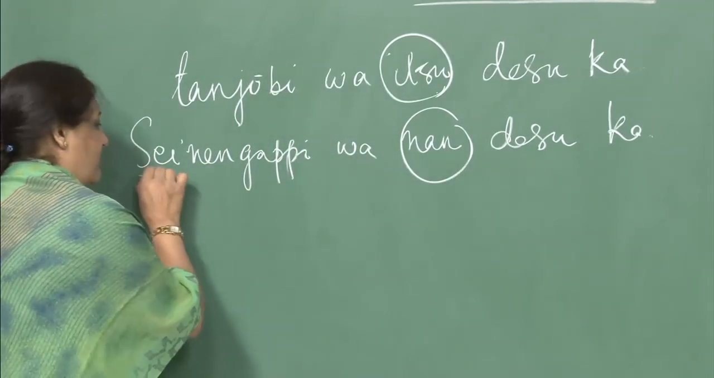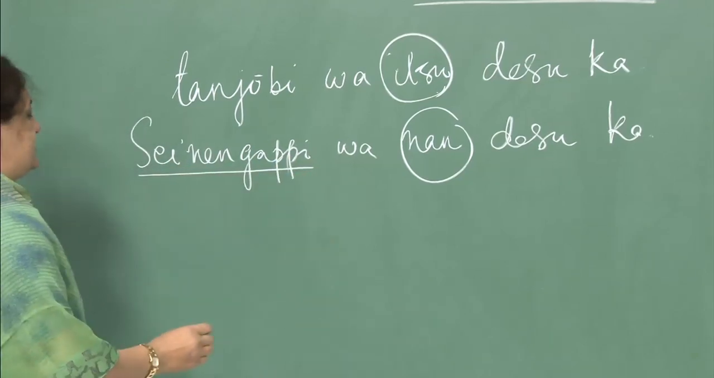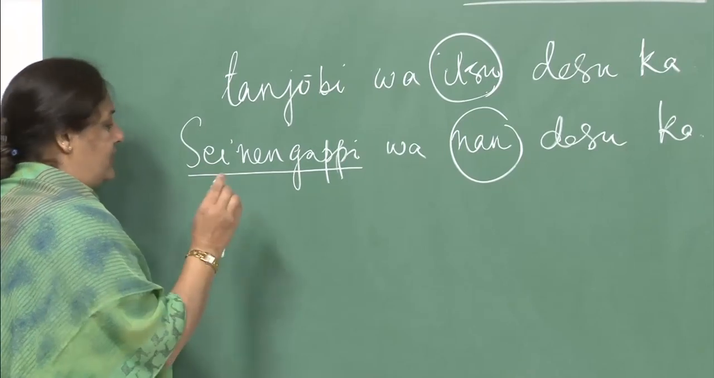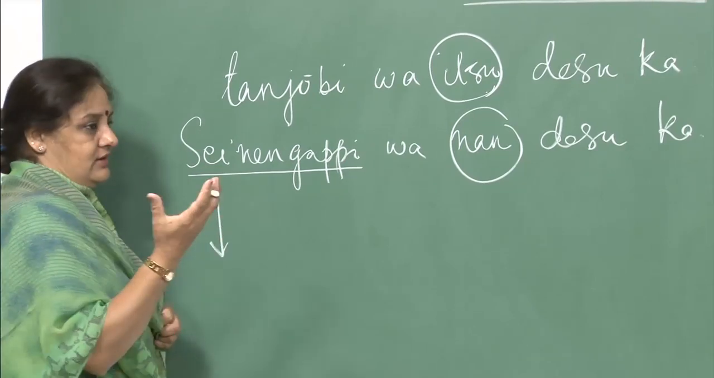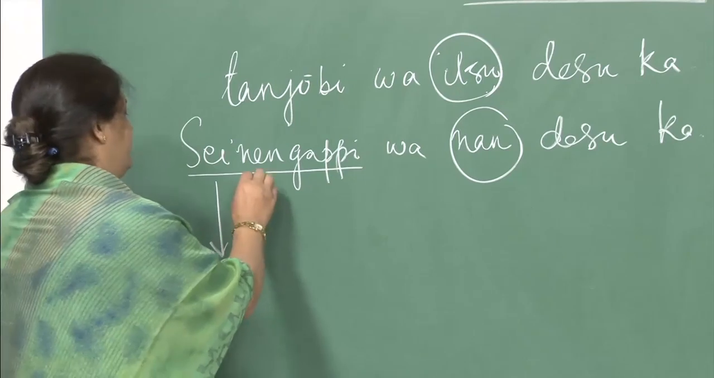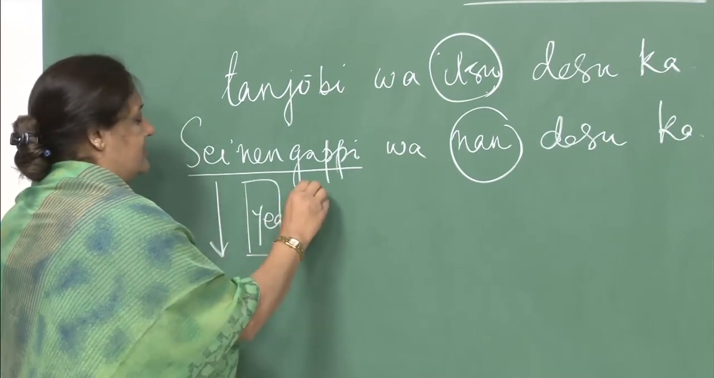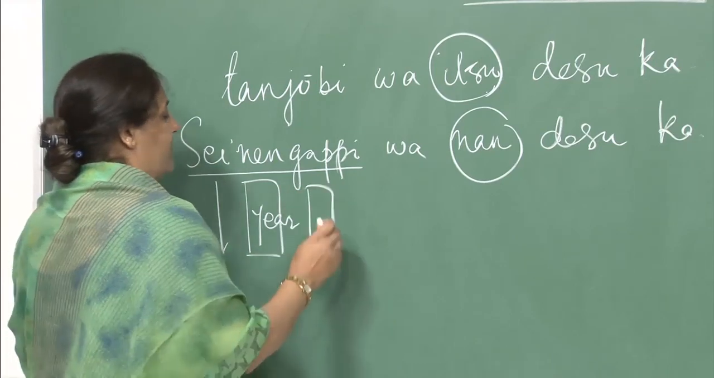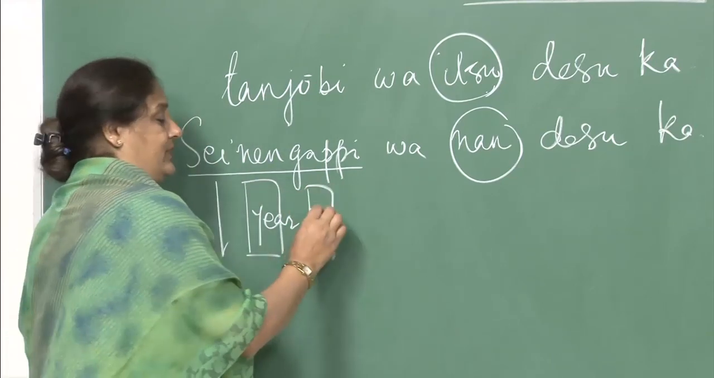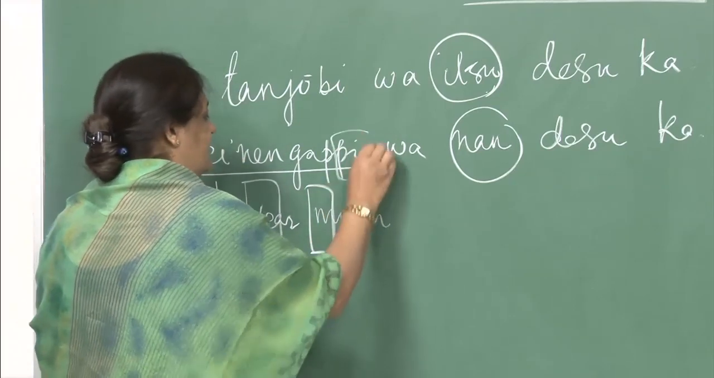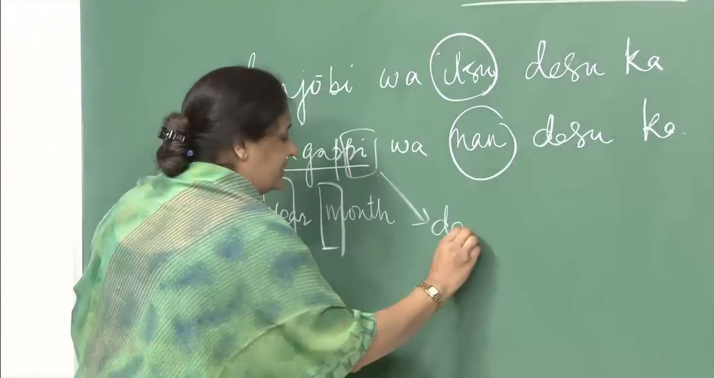Now what is this actually? Sei means when you are born, your birth, then nen is year, gatsu or gap is month, and then p over here is day.